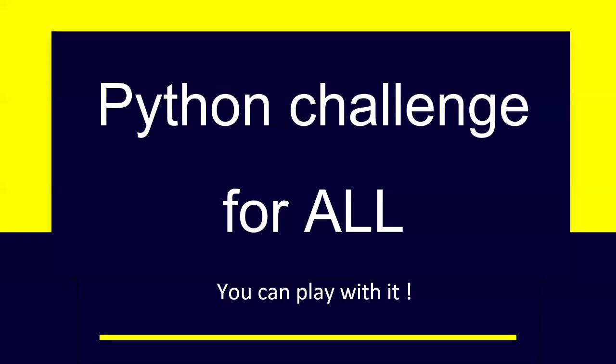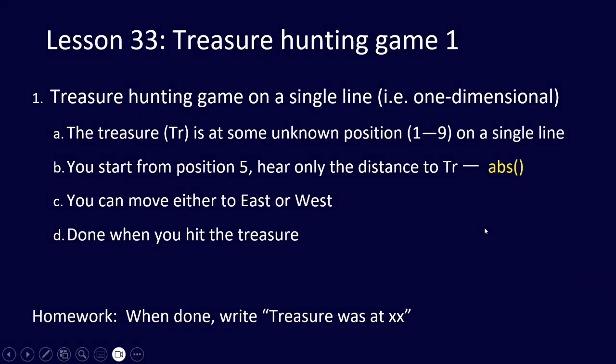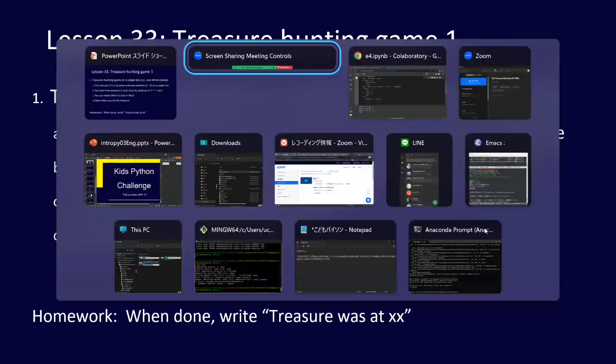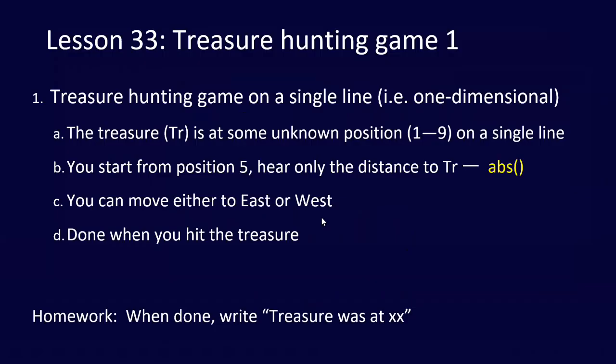Okay, let's see where we were last time. Treasure hunting game one. This was on a single line, one-dimensional version. So let's check the code. The requirement is that the treasure is somewhere between 1 and 9, and you start from 5. You only hear the distance between you and the treasure, so yes, you use the abs function here. You can move either east or west, and when done, you hit the treasure.